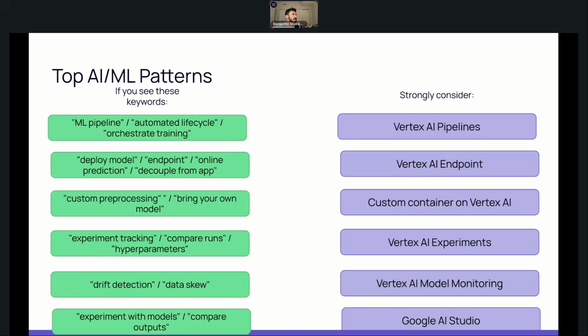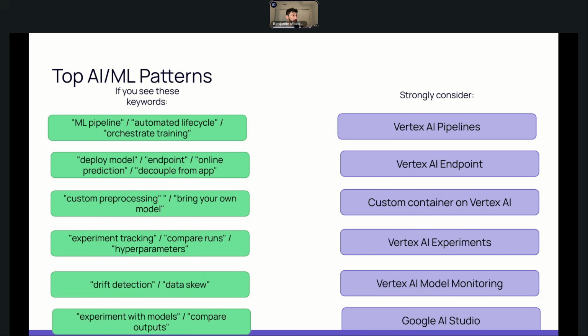If you see a question mentioning custom pre-processing or bringing your own model, that could indicate using a custom container on Vertex AI. These are the common things that come up with AI or ML questions, especially in the Professional ML Engineer exam, but also in a couple of others. There may be one or two questions on this stuff. Experiment tracking, comparing runs, looking at hyperparameters, those often indicate Vertex AI Experiments, although not universally. Something like drift detection or data skew is mentioned, then model monitoring is probably in play.